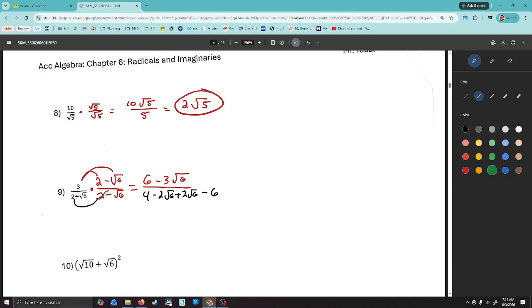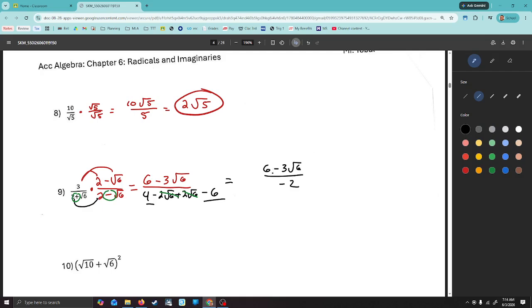Because we did it with the conjugate, where it's plus minus, always the middle cancels out. So for future reference, you don't actually have to do the middle. So all I do is 4 minus 6, which is negative 2. So 6 minus 3 root 6 over negative 2.